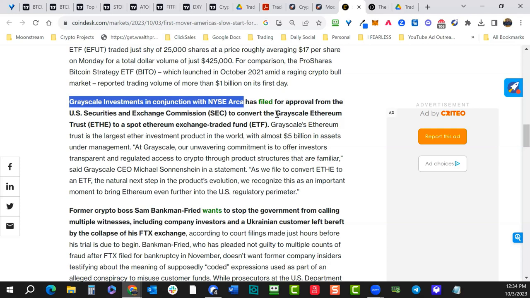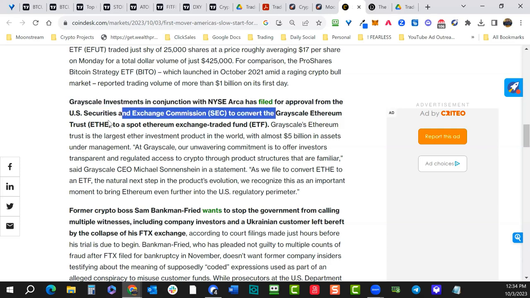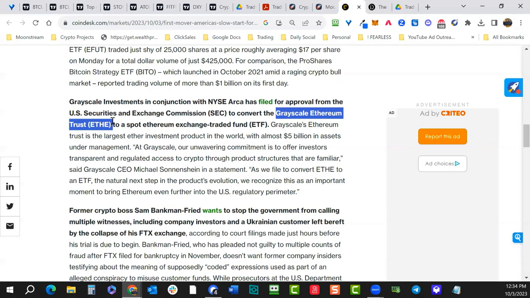Grayscale, in conjunction with ARCA, has filed for approval from the SEC to convert the Grayscale Ethereum Trust, ETHE, to a spot Ethereum exchange-traded fund. So not futures, but spot. Interesting. Very interesting. Here's some conjecture here.